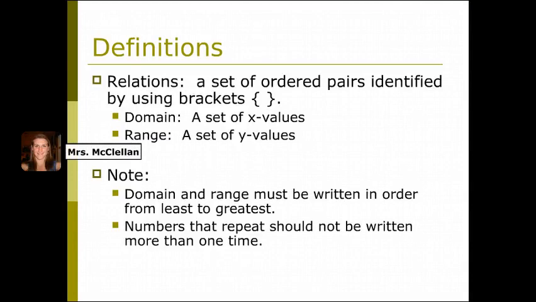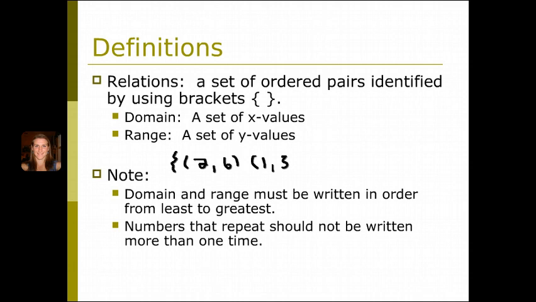First, we are going to look at a few definitions. The first definition is a relation, which is a set of ordered pairs that are identified by using a bracket. So our relation would have the ordered pairs (2, 6), (1, 3), and (-2, 8).